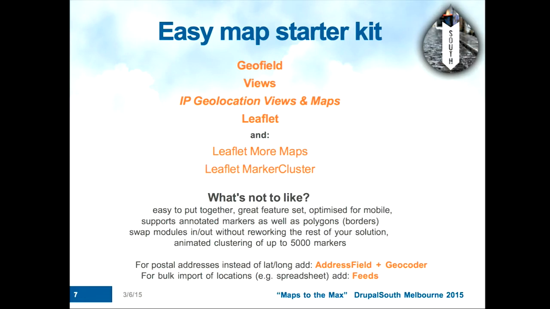Leaflet More Maps is a module very much like SNESI Maps in that it allows you to pick different canvases. So you can give your maps a completely different look by going to a different provider: go Esri, go Google, go Stamen. There's a dozen Mapbox. There's a dozen providers out there that you can all pick from. Leaflet More Maps basically provides you a drop-down of about 20 or so, and you can change that for every map. So you can have 20 different styles on the one side.